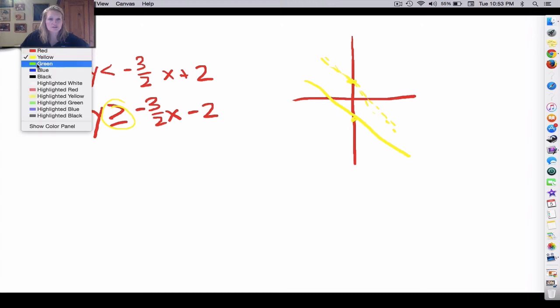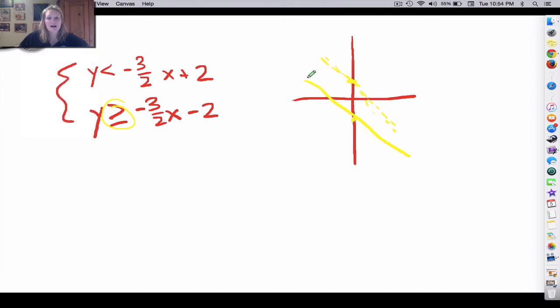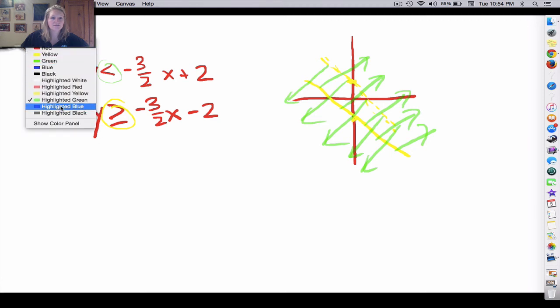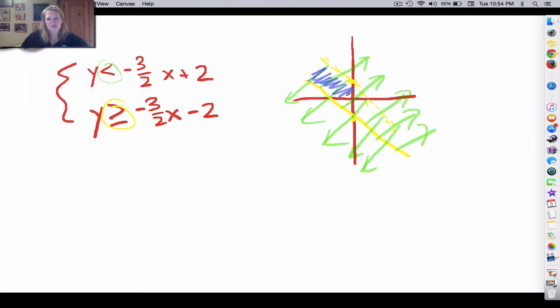Now let's look at the solutions. Let's change our color to highlighter green. The solution for the first one is below the line, so all of this is the solution for this line. And then here, this is saying that the solution is anything greater than or equal to this line. So the solution for this one is anything here. As it turns out, our region that is together is between these two lines. This is our only solution region.